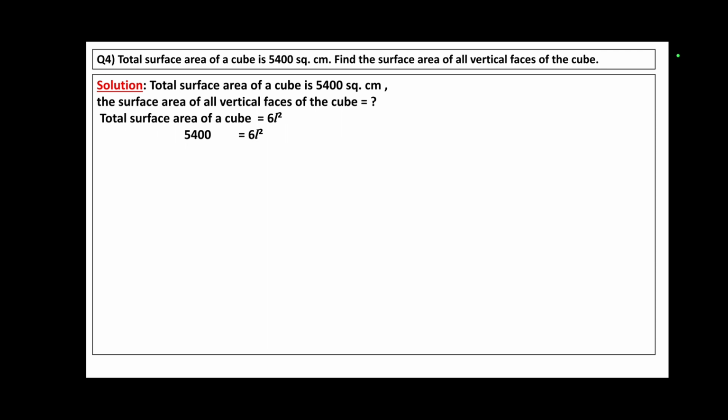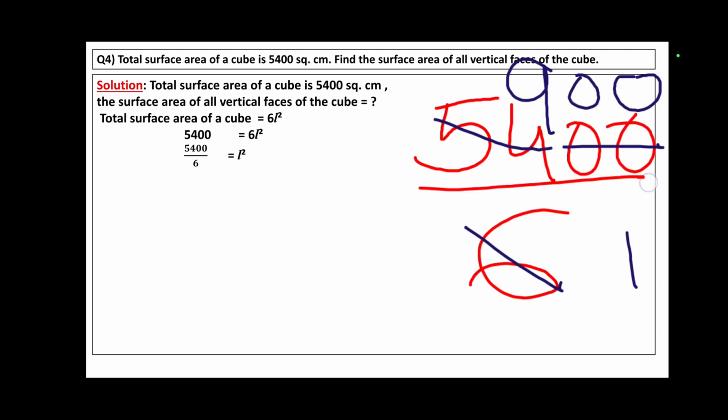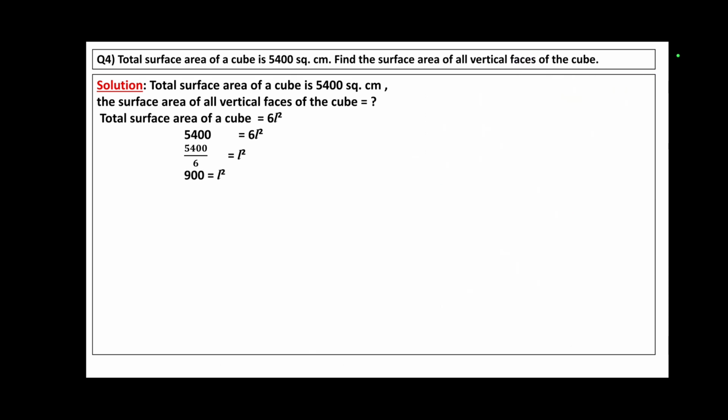The 6 is in multiplication form, so it will become divide on the left side. 5400 divided by 6 equals L square. 6 1s are 6, 6 9s are 54, 6 0s are 0, 6 0s are 0. Here we get 900 equals L square. So the square will go to the left side and become square root, taking square root on both sides. 900 is the square of which number? For example, 9 is the square of 3, square root of 9 is 3. 20 becomes 10, so the answer is 30.